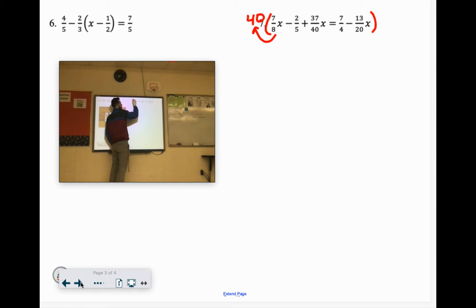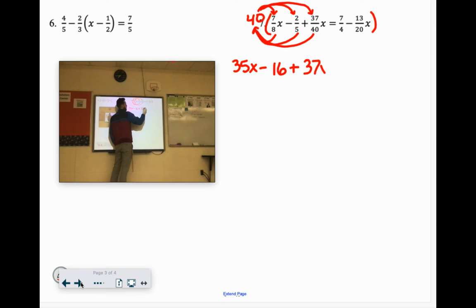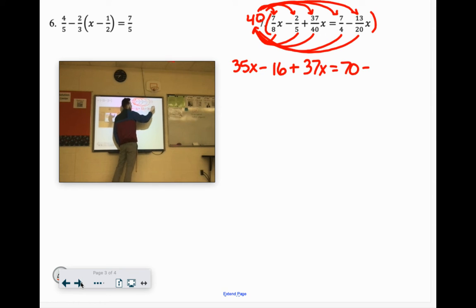8 goes into 40 5 times. 5 times 7 would be 35. Minus 5 goes into 40 8 times, and 8 times 2 is 16. Plus 40 goes into 40 1 time. 1 times 37 is 37. Equals 4 goes into 40 10 times. 10 times 7 is 70. Minus 20 goes into 40 2 times. And 2 times 13 is 26.